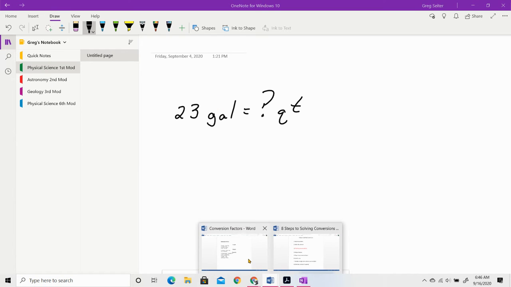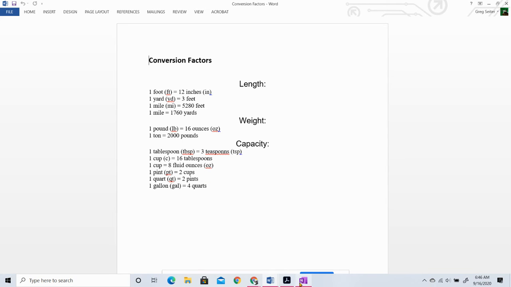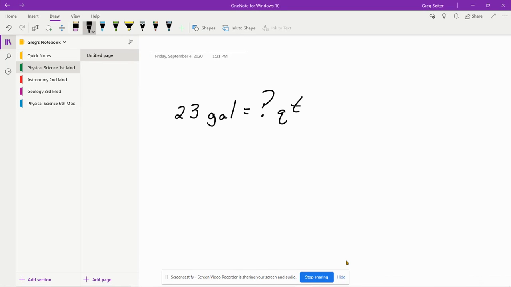All right. Now that we've written it down, the next step is to find the conversion. Well, you have your handy dandy conversion sheet here. So 1 gallon equals 4 quarts. That's our conversion factor. Let's write it down. 1 gallon equals 4 quarts. Okay. So that's steps 1, 2, and 3. Read the problem, write the problem, and step number 3, your conversion factor.